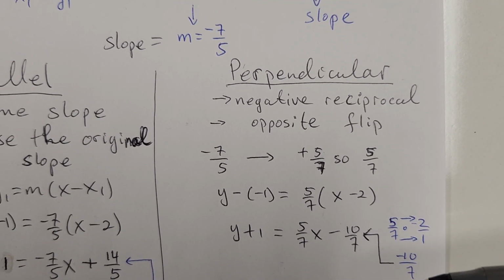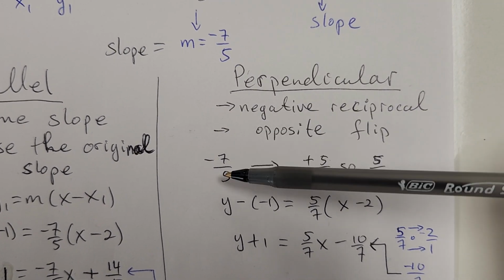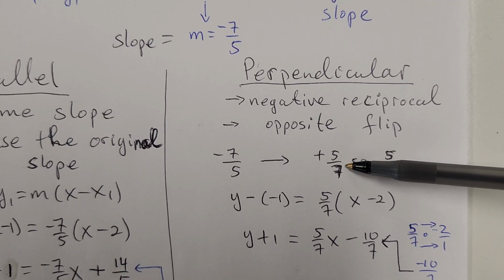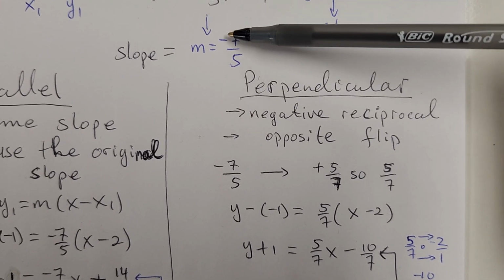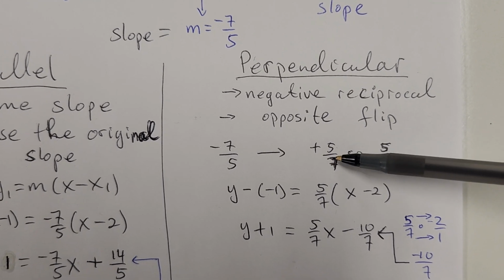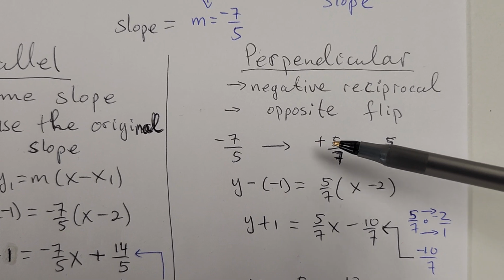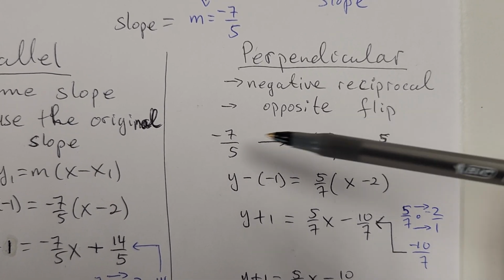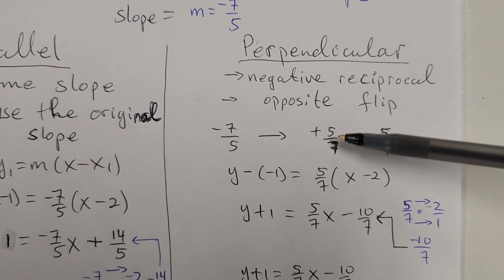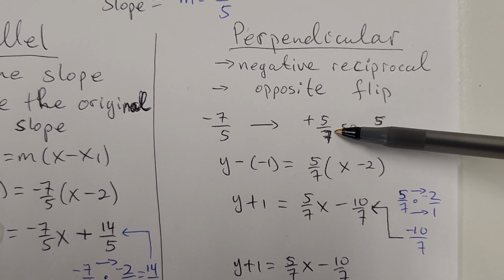Okay, so one more time. You're going to reuse the negative 7/5 to get the new slope. Opposite means negative becomes positive. Flip, you're going to flip 7/5, becomes 5/7. 5/7 is the one that we are going to use.